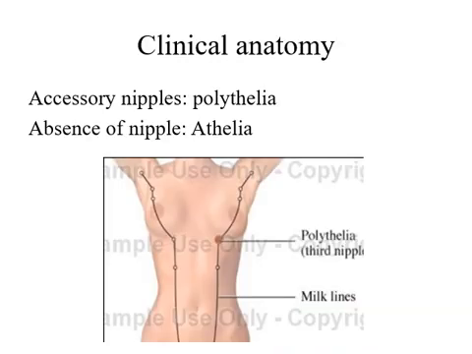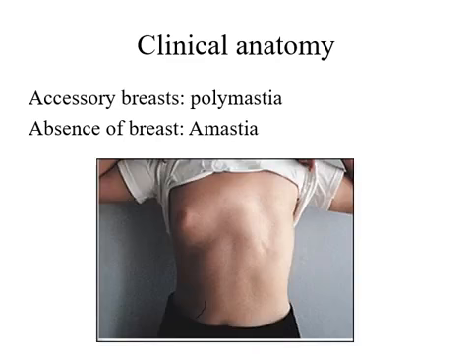Now, clinical anatomy of the mammary gland. These are some developmental defects. In some cases, accessory nipples are found, and this is called polythelia. Sometimes there is absence of nipple, which is called athelia. Then there is accessory breast, called polymastia. Absence of breast is called amastia.